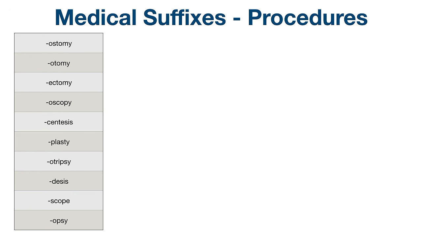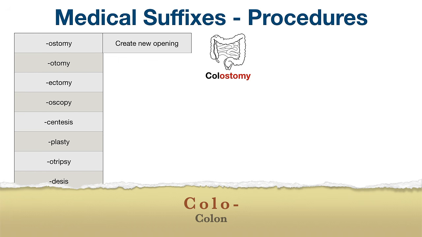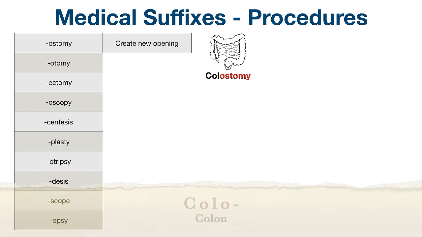Let's begin with common suffixes that have to do with procedures. Hit pause in the video quick and see how many you can name before looking at the answers. First, we have ostomy, which means to surgically create an artificial opening or stoma. An example medical term is colostomy, which is a surgery that creates a new opening for the colon to pass through the abdominal wall. We know from the root video that colo means colon, and now we know ostomy means creating a new opening. So it makes sense that colostomy is creating a new opening for the colon.